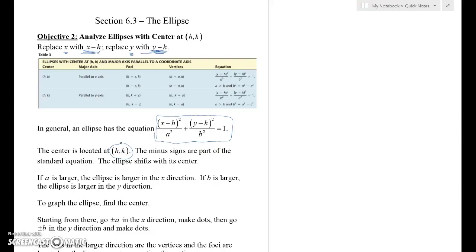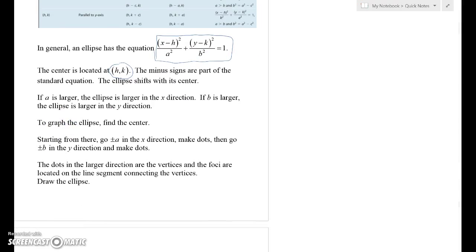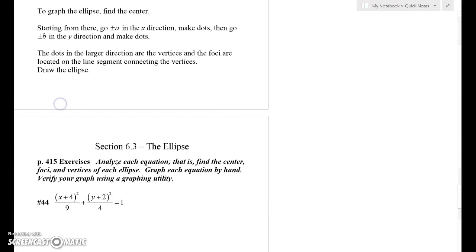Again, if the a number is bigger, the ellipse is bigger in the horizontal direction, and if the b number is bigger, the ellipse is bigger in the vertical direction. So to graph the ellipse, find the center, go plus or minus a in the x direction, plus or minus b in the y direction, and make dots. The ones that are farthest away from the center are the vertices. And then that will tell you which line is the major axis, and you know the focus points have to go on the major axis.